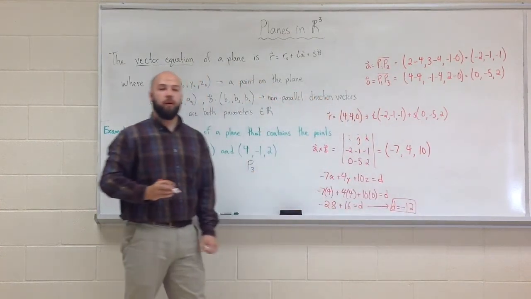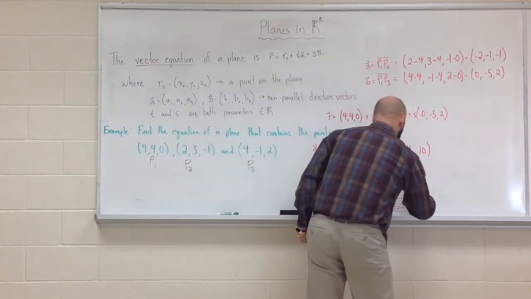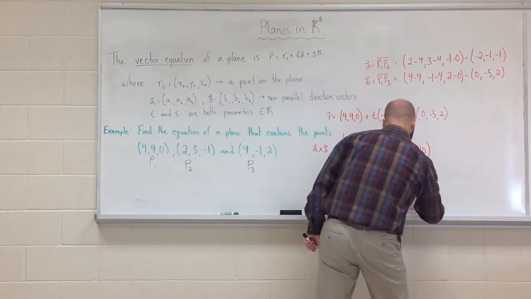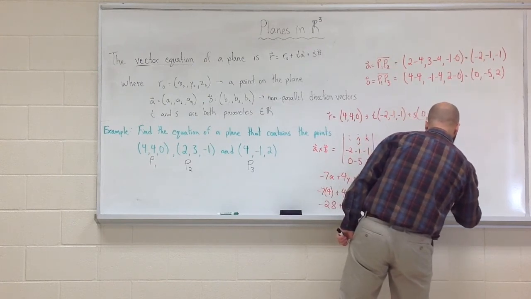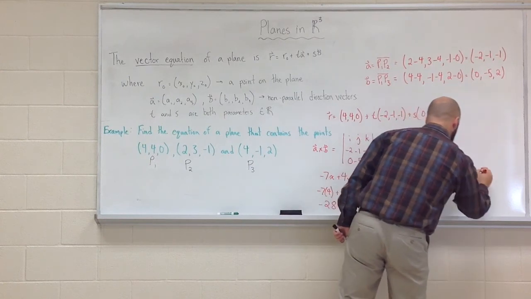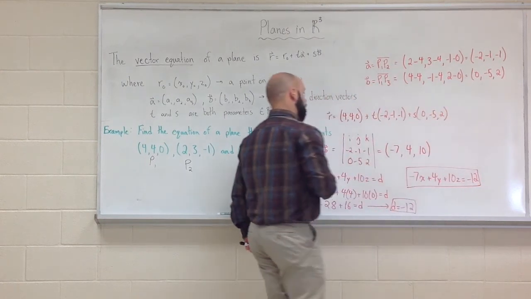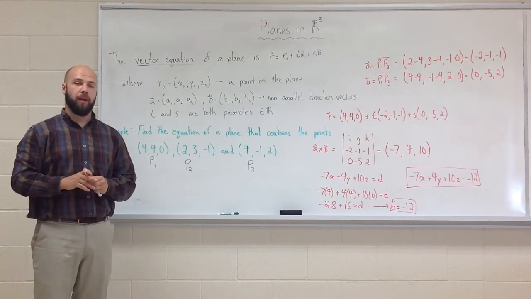Therefore, our scalar equation of this same plane will be -7x plus 4y plus 10z equals -12. And that's the second part of planes in 3 space.